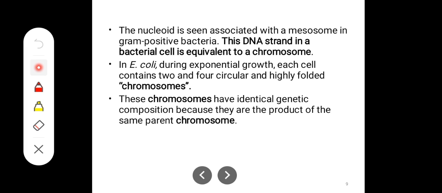The nucleoid is associated with the mesosomes of gram-positive bacteria, and the DNA strand is equivalent to a chromosome. An example is Escherichia coli. And the chromosomes have identical genetic composition because they are the product of the same parent chromosomes.